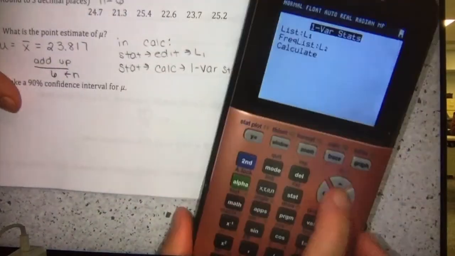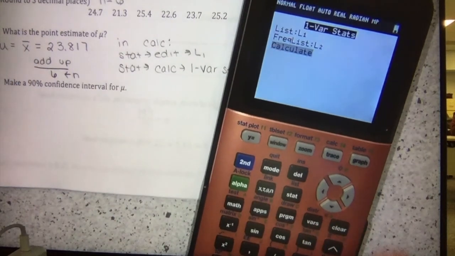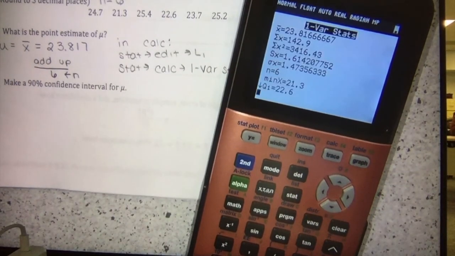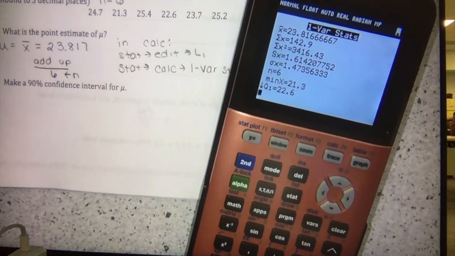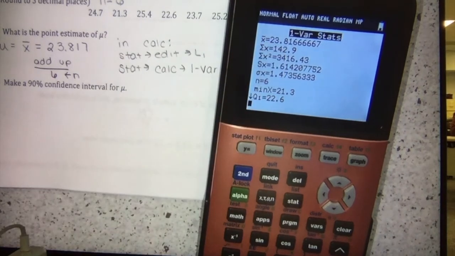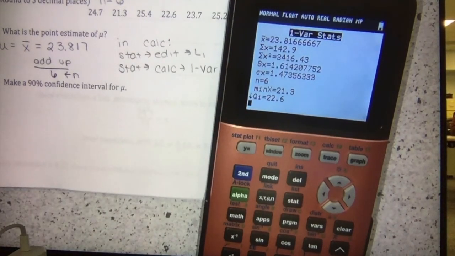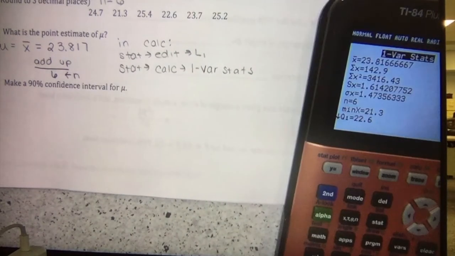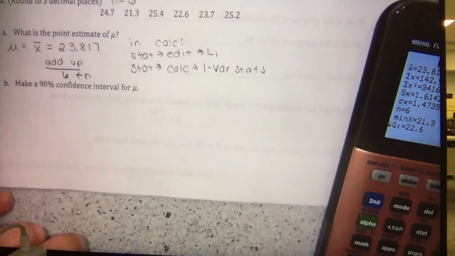This time we don't have a frequency, we just have L1. Oops, so I want to clear out my frequency. Or if you have an older calculator, make sure you put L1. Boom, we have the same thing. X bar is 23.817. So whether you let the calculator do the math for you or whether you just plug it into your calculator because it's not that bad of a formula, either way, you get the same thing.